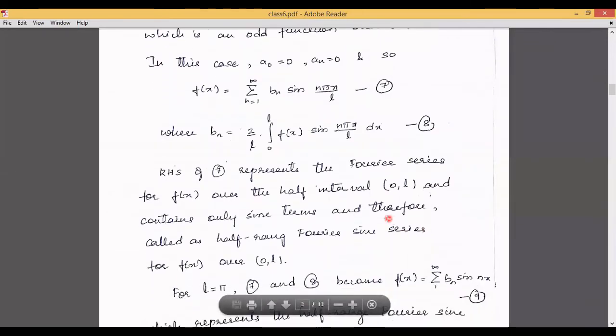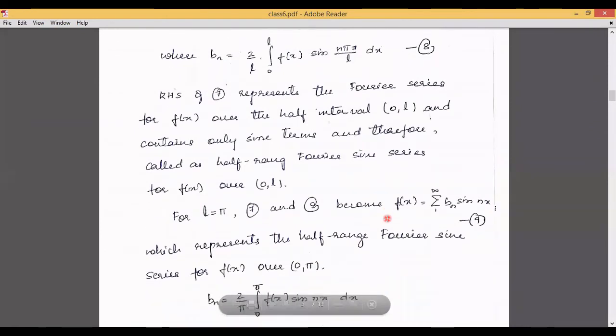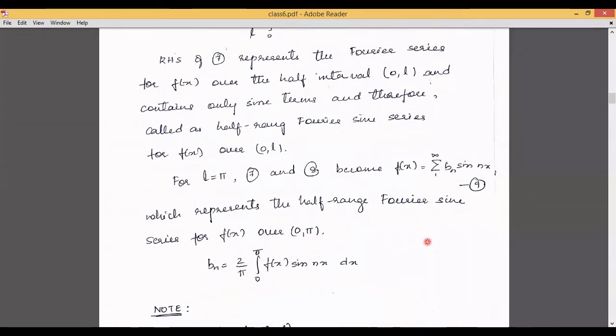Okay, and that is for the interval 0 comma L. And for L equal to pi, you should just replace L by pi. There you'll get the half range Fourier sine series for f of x over the interval 0 comma pi. Change accordingly.